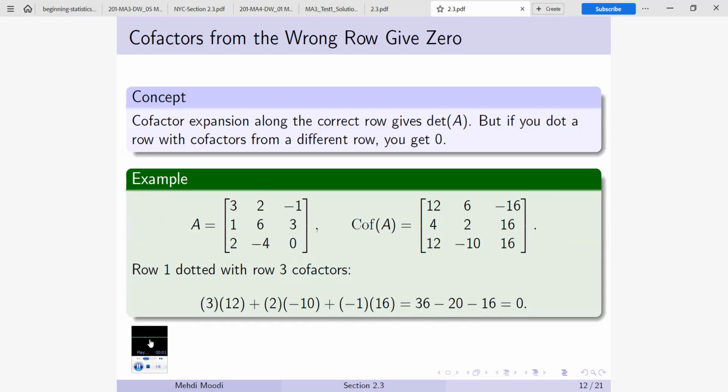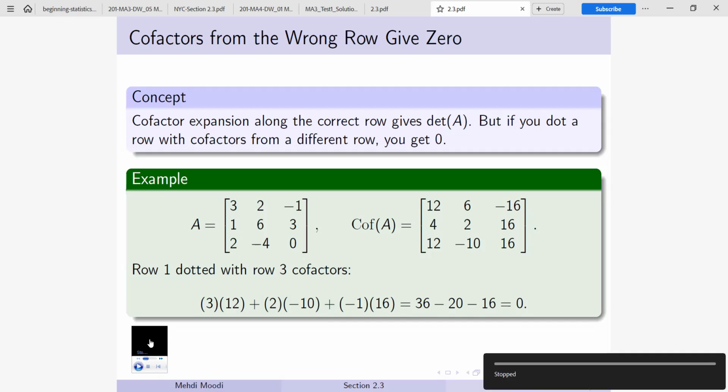Wrong row cofactor dot products give 0 because it secretly becomes the determinant of a matrix with two identical rows. In other words, the determinant catches you cheating. It's like trying to use someone else's password. The system says, "Nice try," and gives you 0.